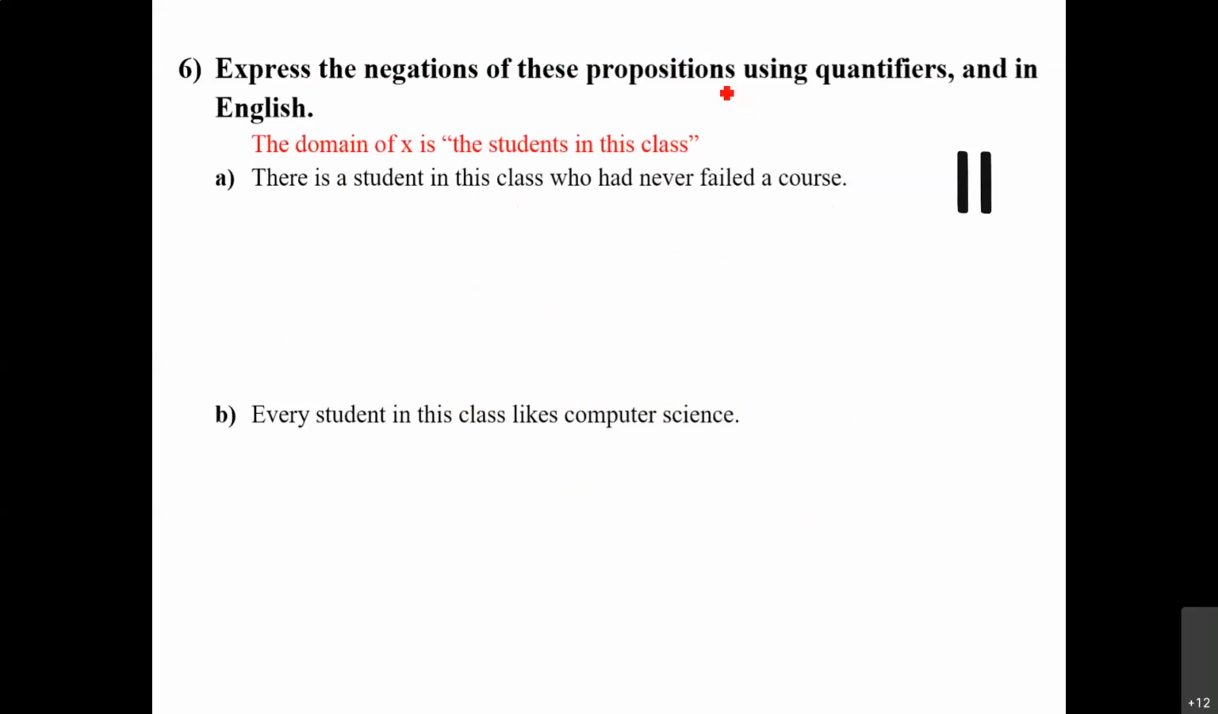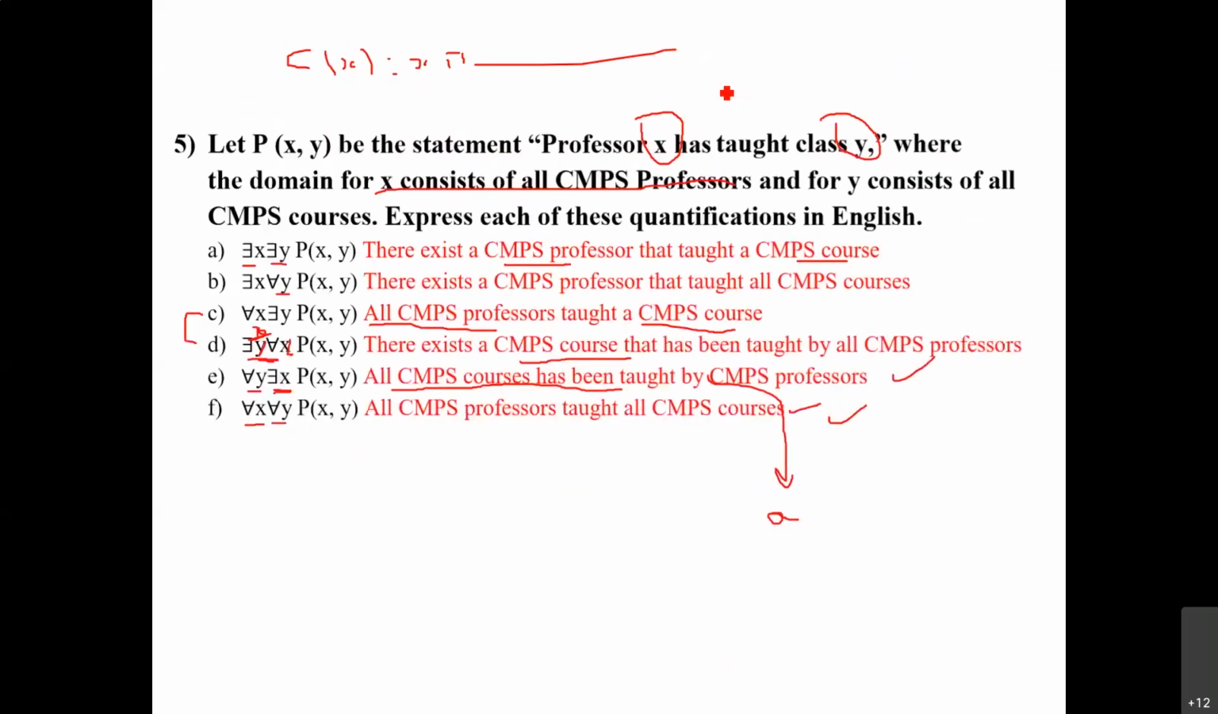Why are C and D equivalent? Because they mean the same thing. So in C, we're saying all CMPS professors. So we started with for every X. So all CMPS professors taught some course Y.